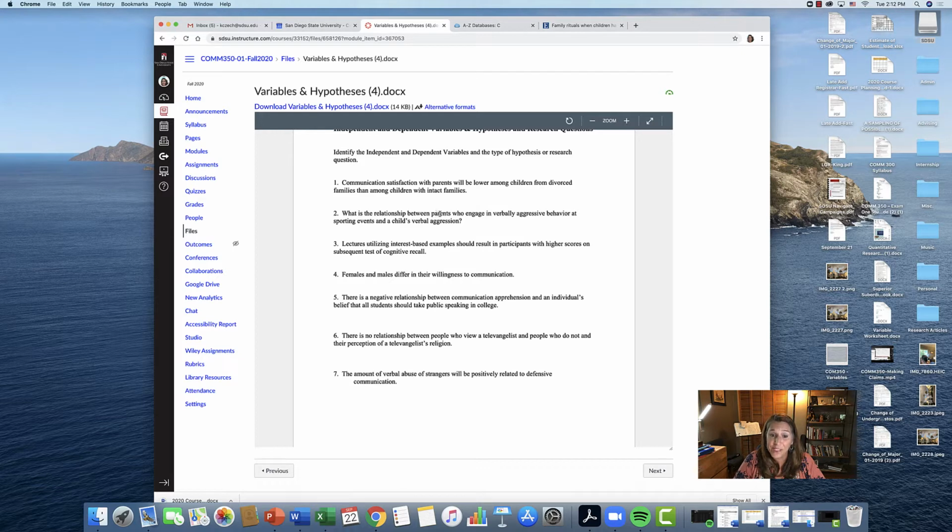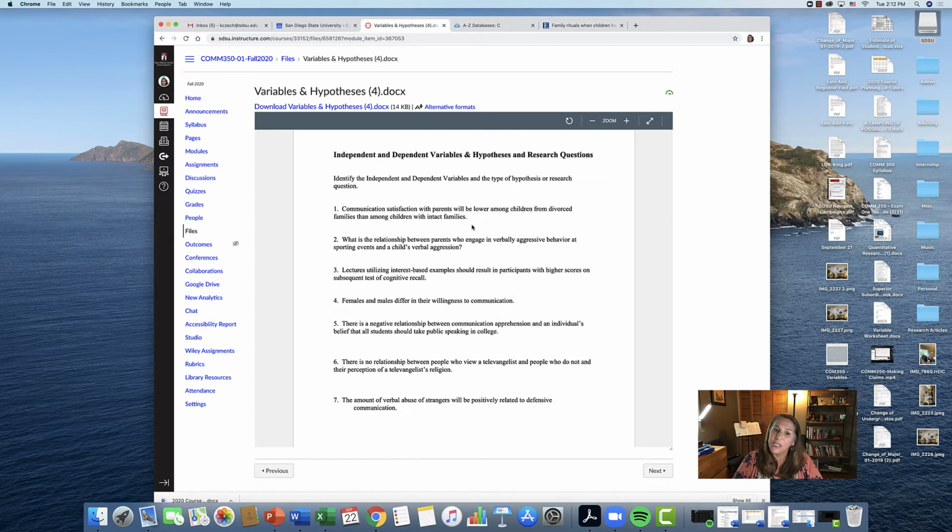So parents who engage in it are our independent variable. And the dependent variable is the child's verbal aggression, because the parents are affecting that outcome. Now, right here we have a question mark. So this one should be pretty easy. This is plain and simple a research question.